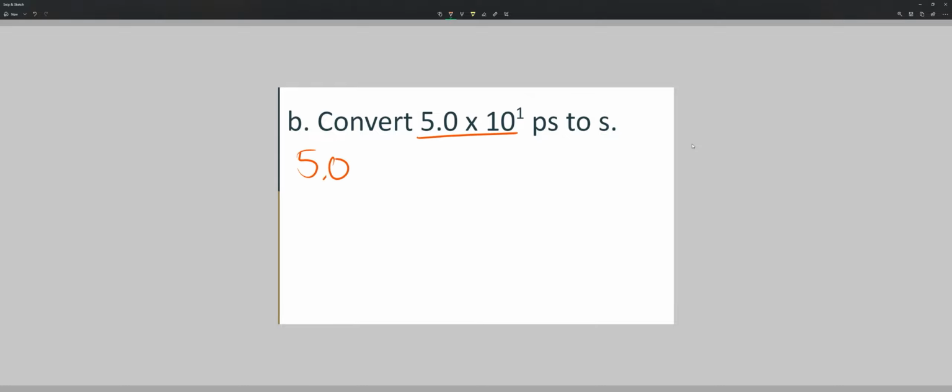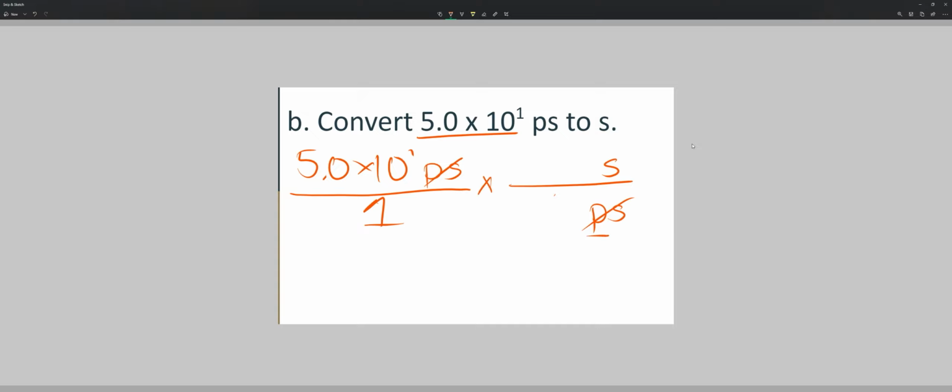So you're gonna do 5.0 times 10 to the 1 picosecond over 1 times, well, the unit we want to get rid of goes on the bottom, because, right, PS, and the unit we want goes on the top. And the 1 goes in front of the prefix. The unit with the prefix is pico second. So pico is my prefix. Put 1 in front of my prefix, and well, what is 1 pico equal to? Well, a pico is equal to 10 to the negative 12, which is on your reference table.